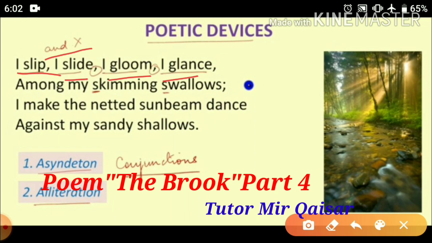And the second poetic device used in this stanza is alliteration. Alliteration, you know, is the repetition of the same sounds, and here you can see such repetition in the second line, that is skimming swallows. The sound s has been repeated twice. This is called alliteration.